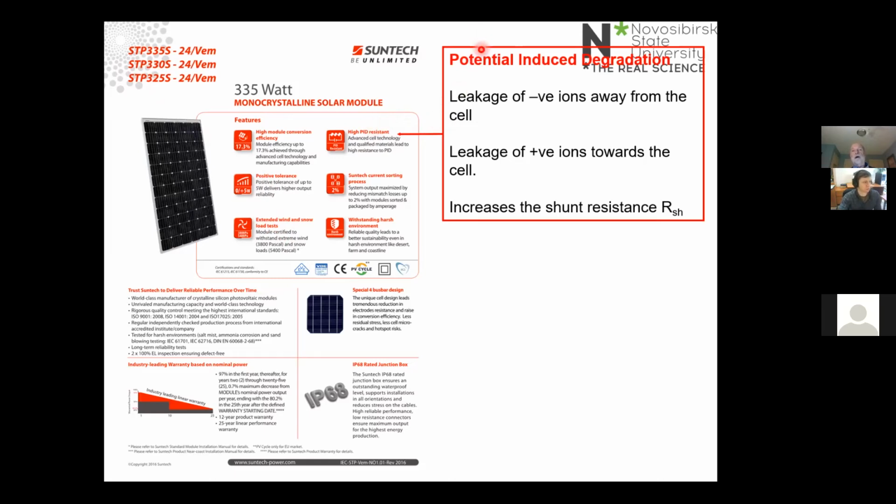There is a problem that is called potential induced degradation, which often happens more when a module is installed in a hot climate, like in a desert. And that can be a combination of leaking of ions to and from the cell, and that has the effect of increasing the shunt resistance in the electric model for a PV cell. And the other two things here are not particularly important. There's a little bit of information about what they do that they claim is special.